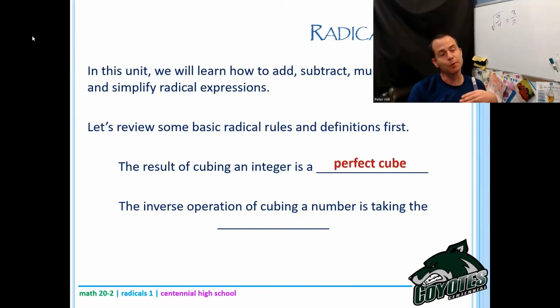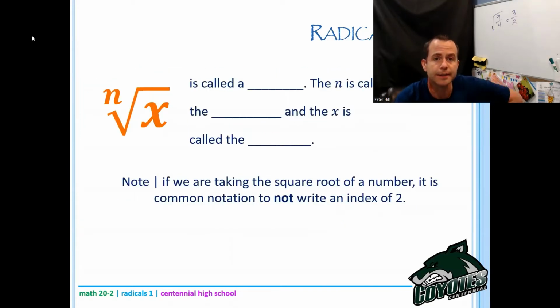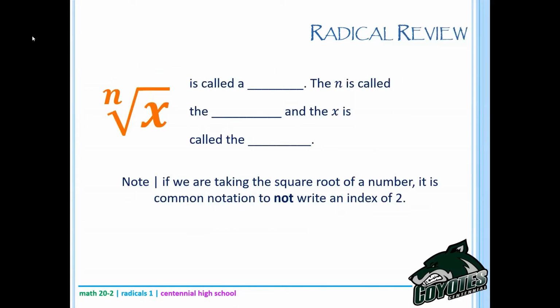And then when we go the other way, the inverse operation of cubing a number is called taking a cube root, okay? Now, this is something you want to get super, super familiar with. This picture right here, okay? I'm just going to hide myself so you can see the words there for a sec. That whole thing is called a radical, okay? Now, we have that little n and that x. The little n is called the root index.